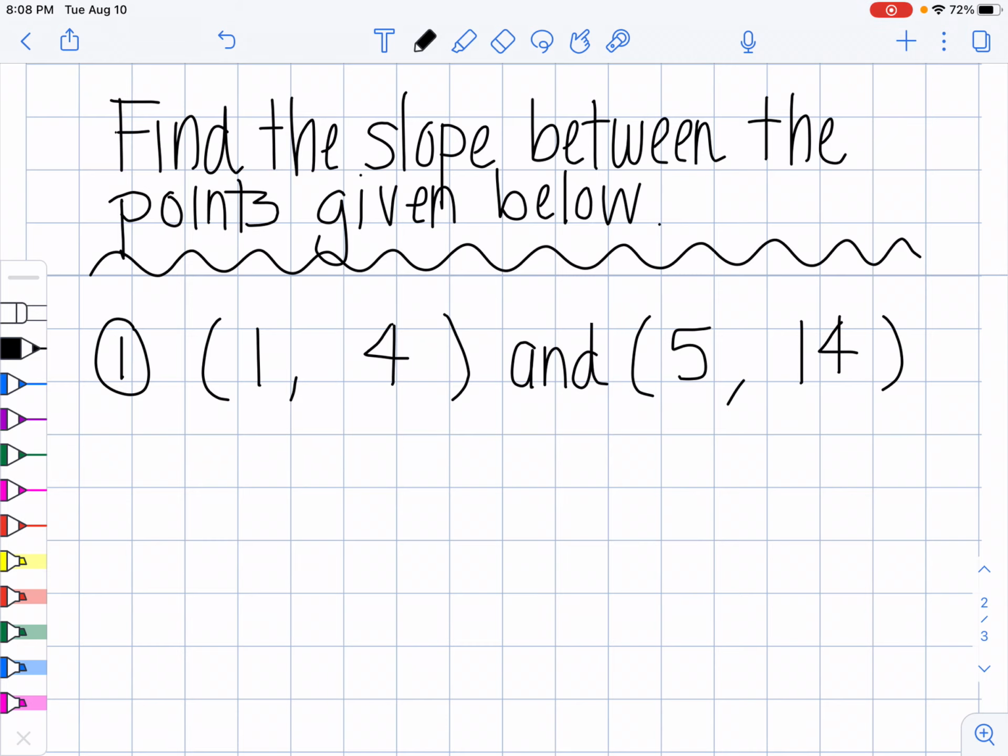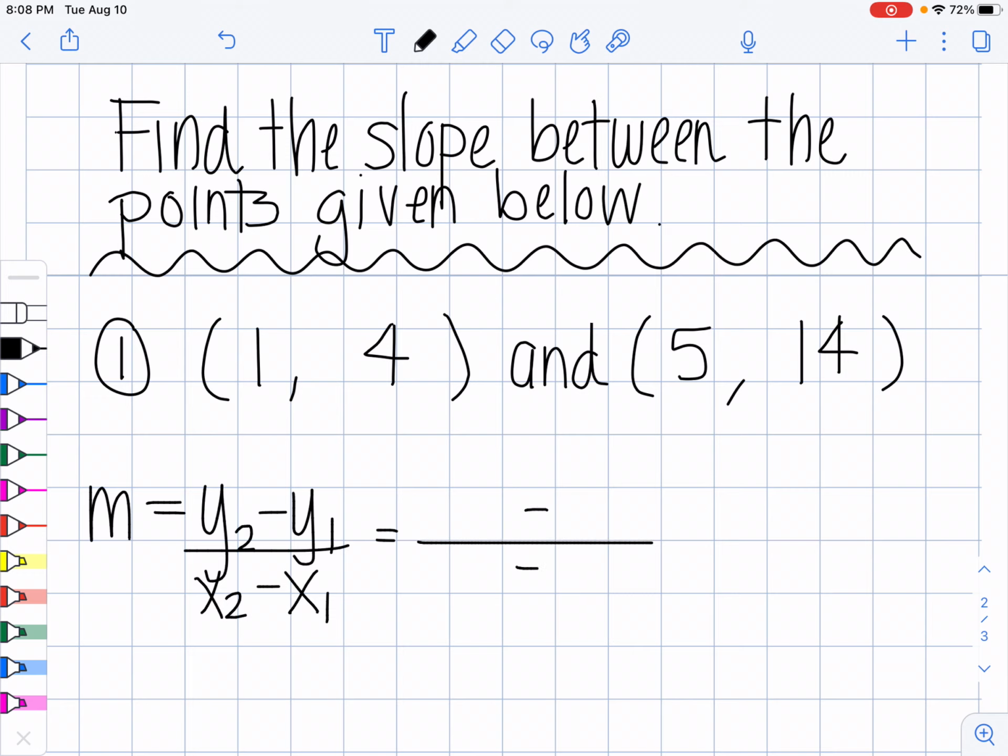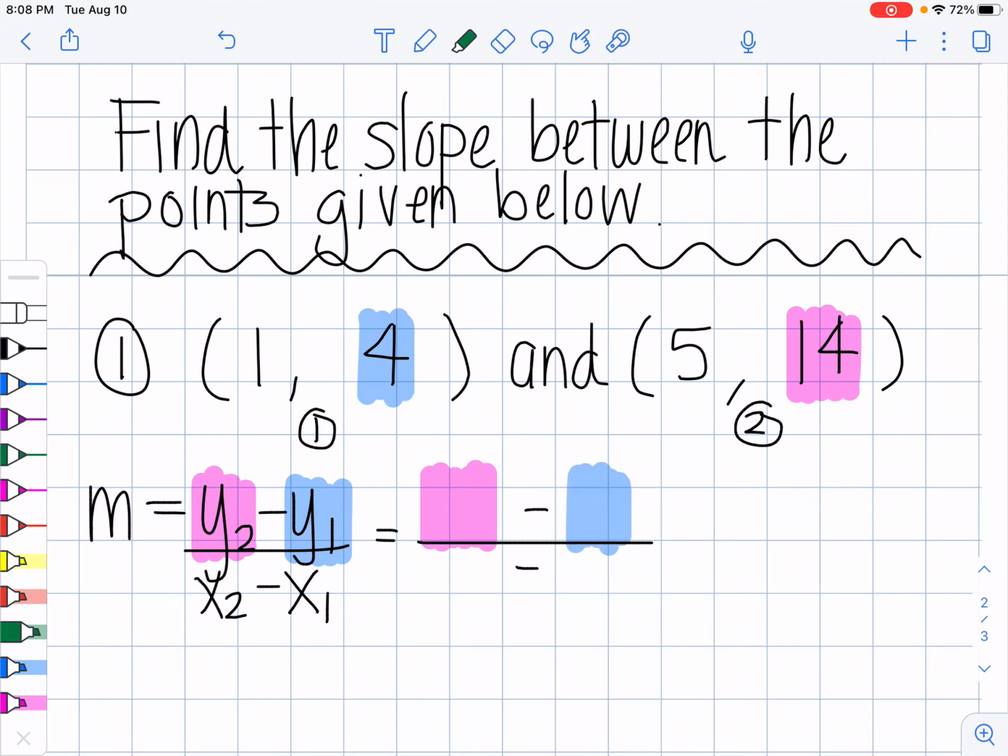So let's see if you can do this. Find the slope between the points given below. So I'm going to write out my formula. This always helps me. y2 minus y1 over x2 minus x1. And I'm going to write out my skeleton like this. And I'm going to call this guy point 2 and this guy point 1. And I'm going to fill in what I know. So in my point 2, my y value is here. In my point 1, my y value is here. In my point 2, my x value is here. And in my point 1, my x value is here.